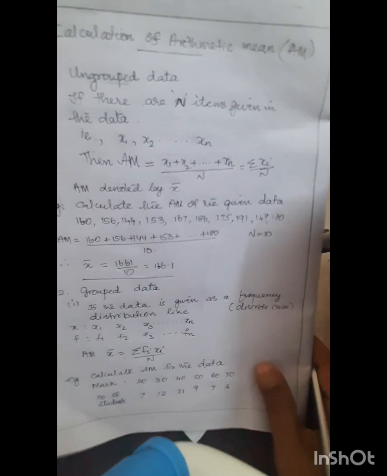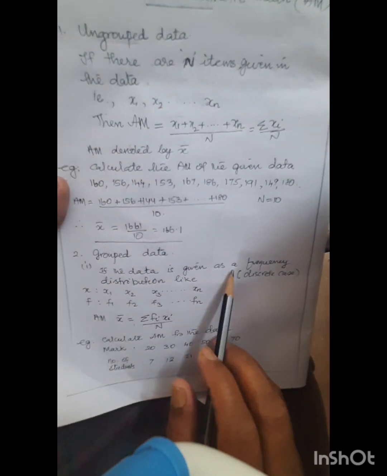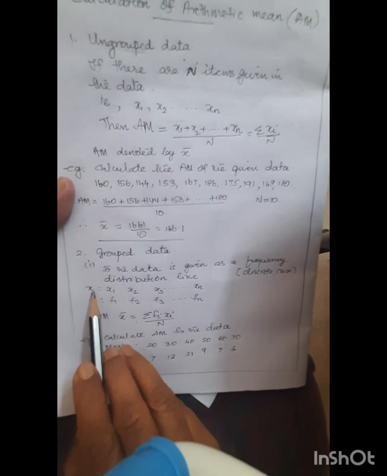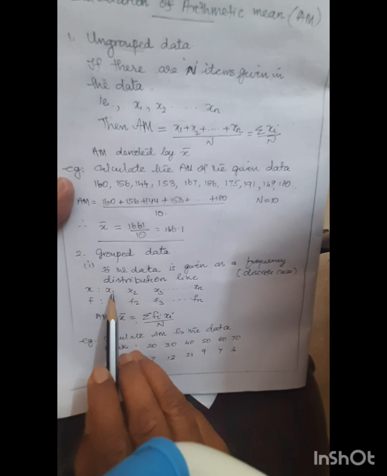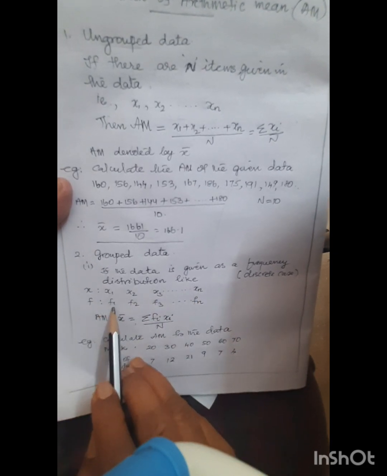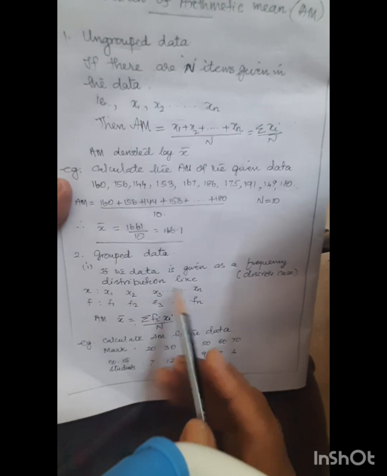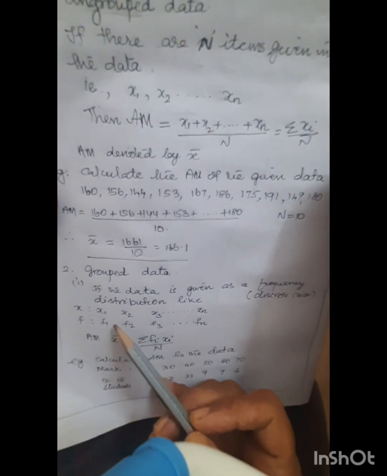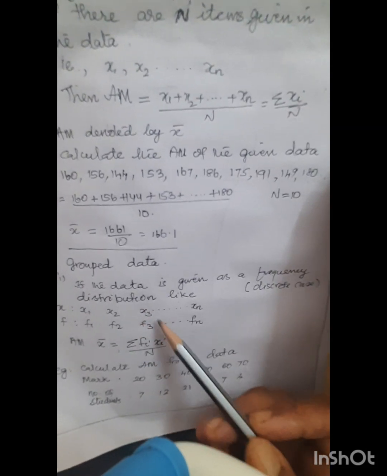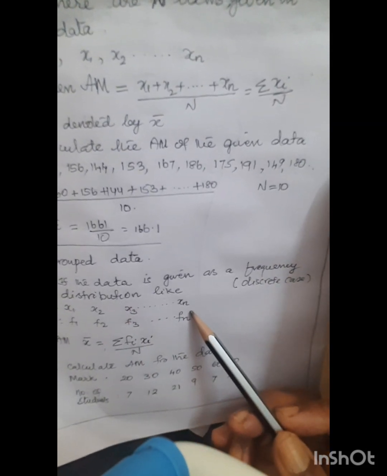Now we consider grouped data. What is a grouped data? If the data is given as a frequency distribution like this, x values are x1, x2, x3, etc., xn. Corresponding f values are f1, f2, f3, etc., fn. That is, each x1 repeating f1 times, x2 repeating f2 times, x3 repeating f3 times, etc. This xn repeating fn times.